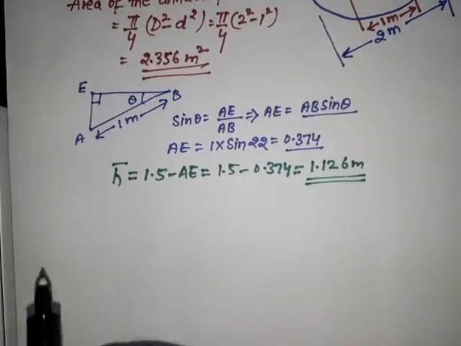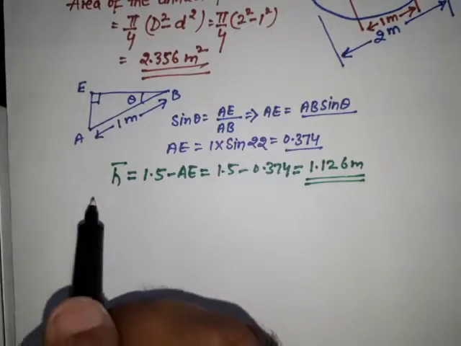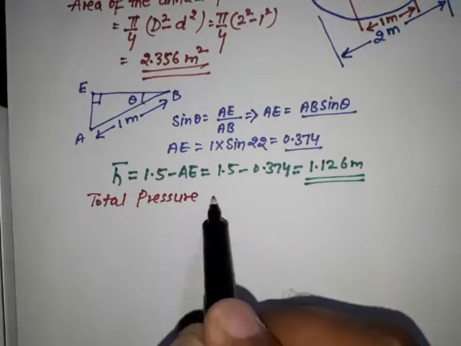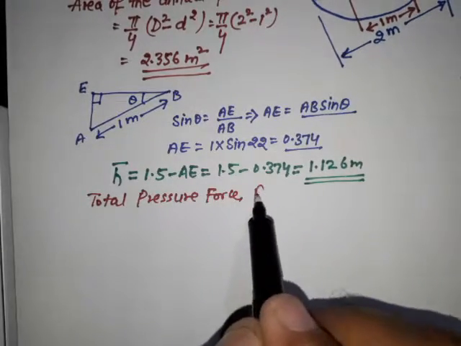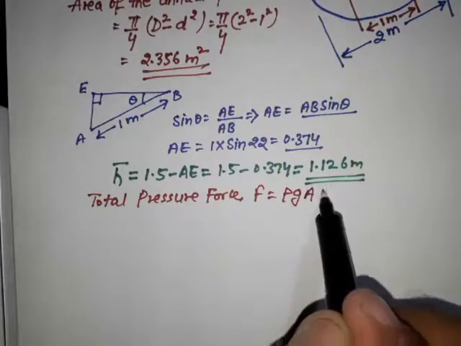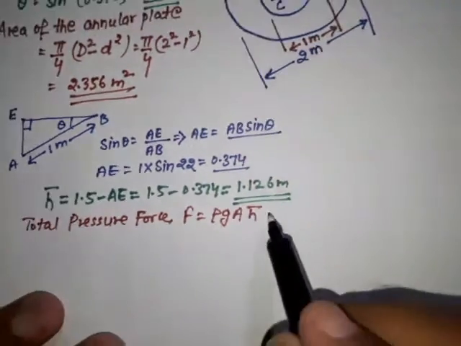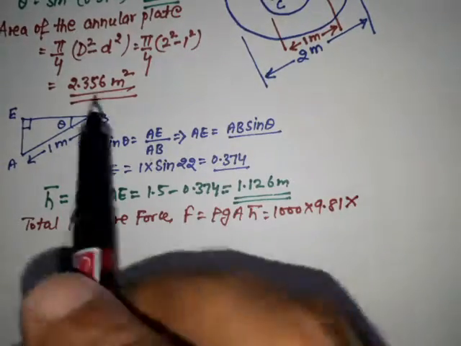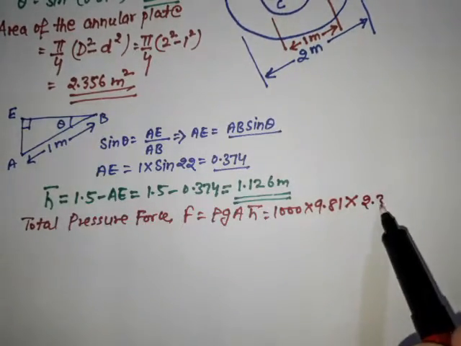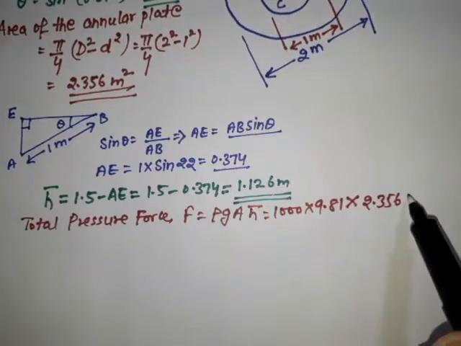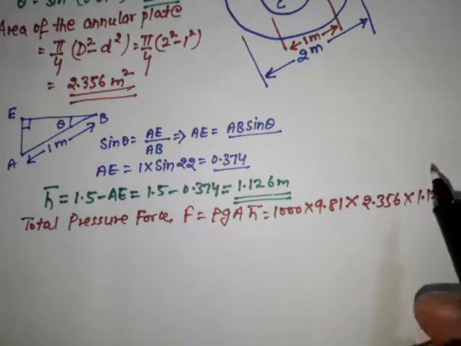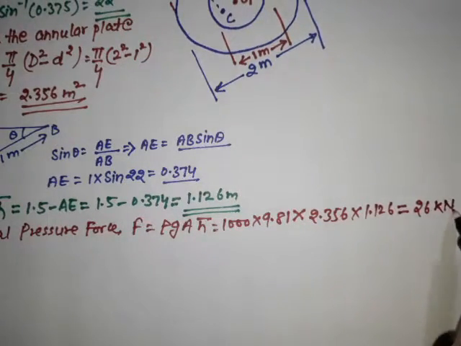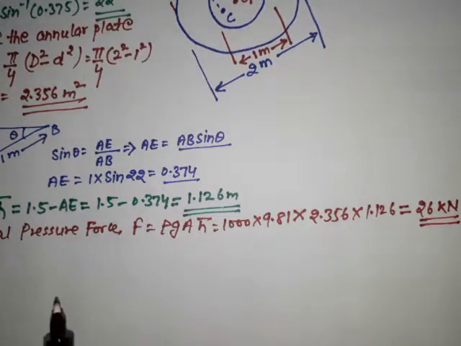So now I can find out the value of total pressure force. Total pressure force, that is F equal to rho G A H bar. Rho is 1000, G is 9.81, area is 2.356, H bar is 1.126. So finally this is equal to 26 kilonewton. This is the total pressure force.